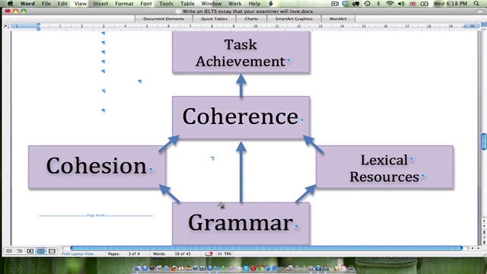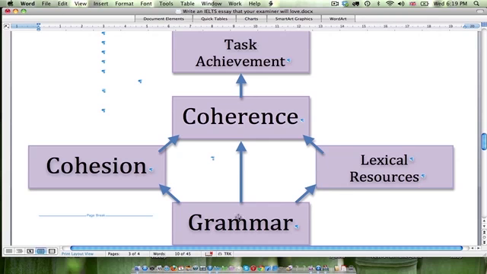So basically, the foundation of your essay really is grammar, and grammar can make or break the other sections. A student that writes with poor grammar tends to use words improperly. They might be using academic vocabulary, they might be using appropriate vocabulary, but if the grammar is weak, then often the lexical resources themselves will start to falter. The strength of them will start to falter.